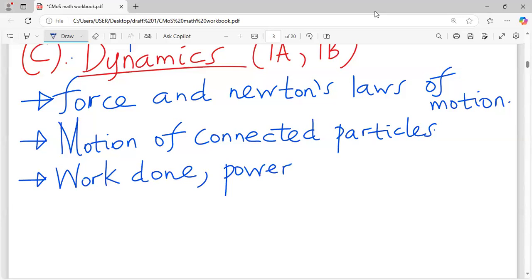So in connected particles, you can find their inclined planes. In work done, you can find their uninclined plane. Newton's laws of motion, you can find their uninclined plane. So the inclined plane is everywhere. I already see people mentioning it as a concern, but it is actually everywhere. We have work done, power and energy.